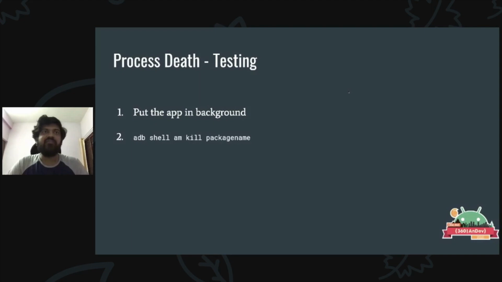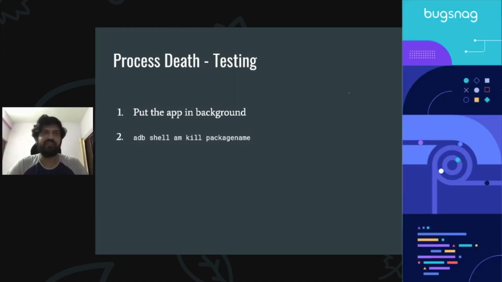Another pretty handy way is to put your app in the background and run adb shell am kill with the package name. One thing you have to remember while running this command is, like I mentioned, that your app has to be in the background. So if your app is open in the foreground and you run this command, it won't have any effect. So you put it in the background first and then run this command, and then just open the app again and you'll be able to test for your process death.